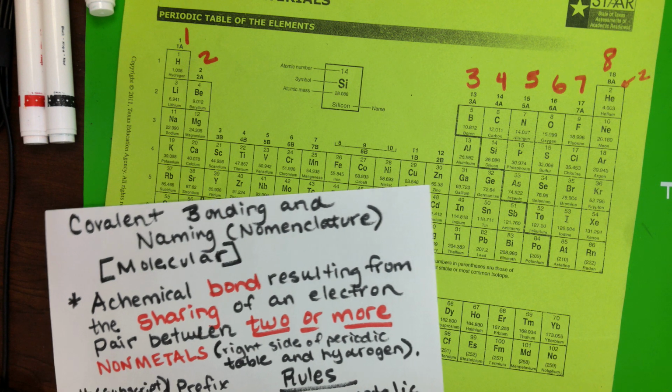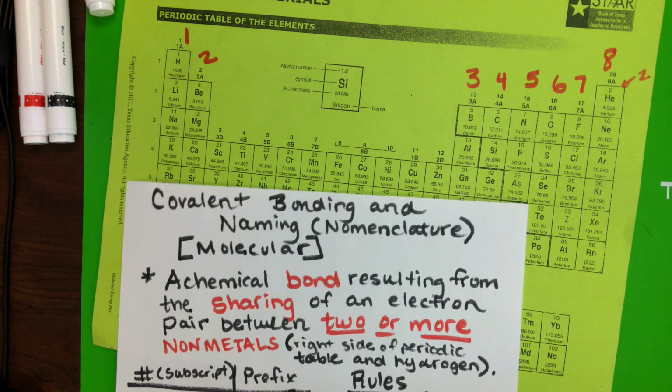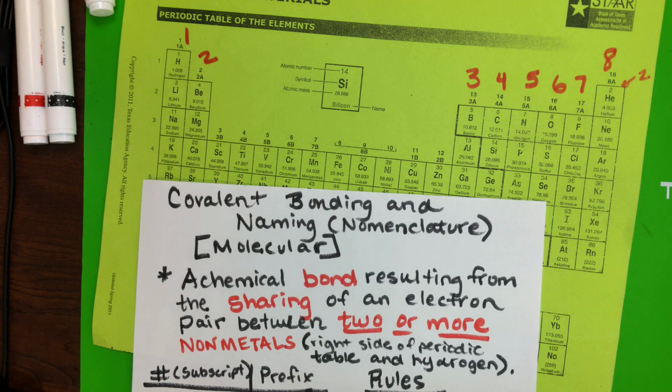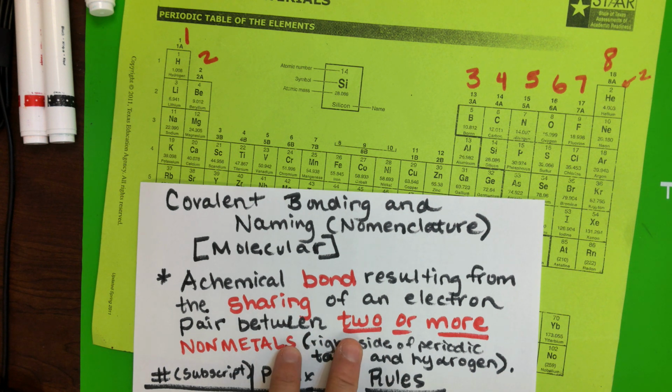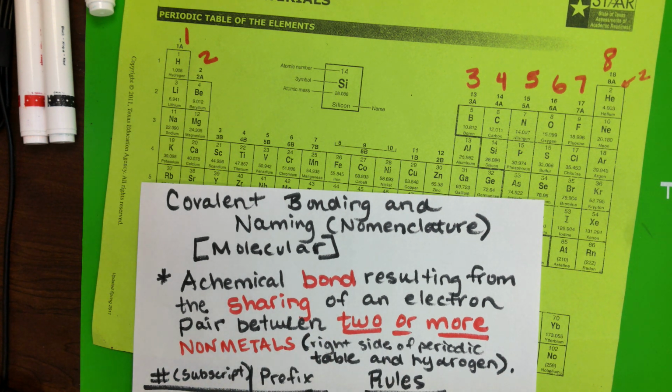So basically, there are some rules when they're bonding and the way you have to name them. Just like your name has a first name and a last name, so do they. When you have two or more together bonding, they have a certain name, but we have rules for how we need to name them.